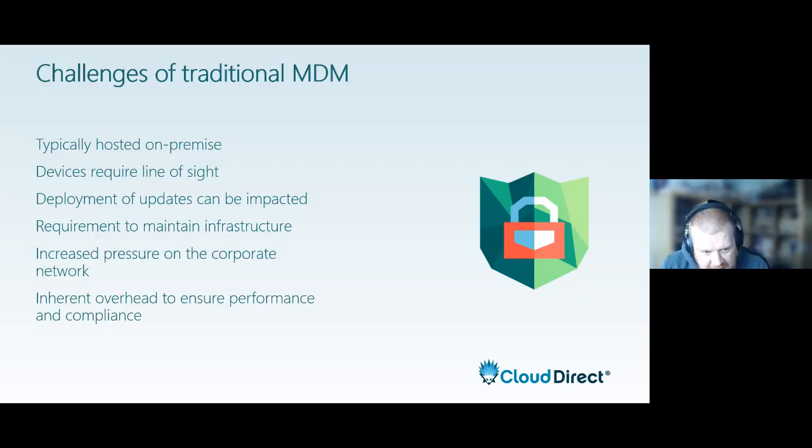So as we said, the deployment of updates can be impacted by this kind of infrastructure. There's a requirement to maintain that infrastructure. That's in terms of servers to run the SCCM solutions on, in terms of the networks which are used, and in terms of VPN servers to enable people to get access to it. There's a whole load of infrastructure which needs to be maintained. And then that also places increased pressure on the corporate network.